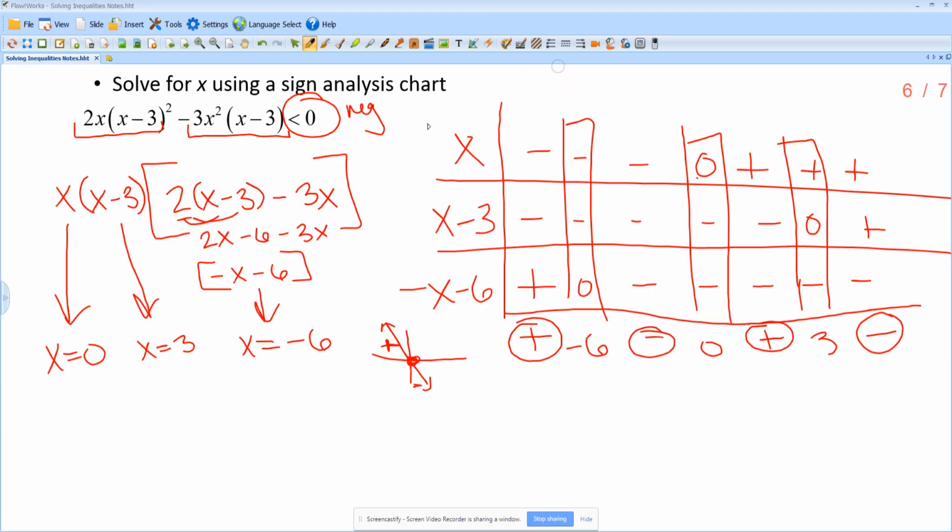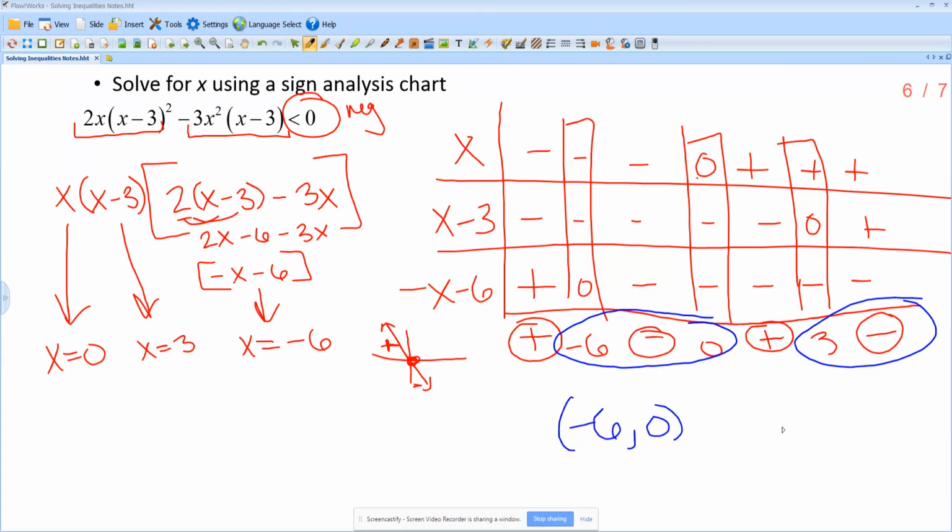My final answer, I'm looking for things that are negative and not including 0. So negative 6 to 0 and 3 to infinity. The exact way that I just said that is how I will write it. Negative 6 to 0 in union with 3 to infinity. No brackets because neither of those would be included.